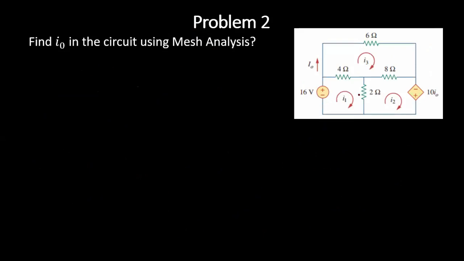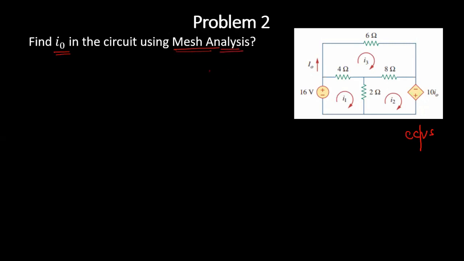Now again, you can see there's a circuit which is containing an independent voltage source, and it is containing a current controlled voltage source. Correct? It is a voltage source because there's a plus minus sign, and the fact that the shape is diamond, so it is a dependent voltage source, but it is controlled by I naught. I naught is the current in this particular branch. So it is being asked that we have to find I naught using mesh analysis.